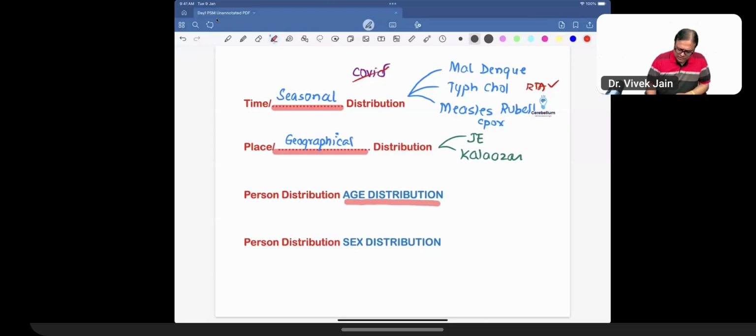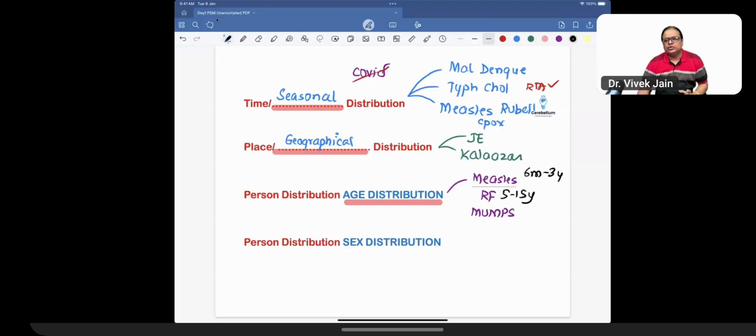Age distribution. Can you tell me few examples of diseases which are more common in a particular age group? What is the age group for measles, friends? Rheumatic fever. Let us see which have been asked in your paper. Mumps. Measles is very right, more common in 6 months to 3 years. Rheumatic fever is 5 to 15 years, very right. And mumps is most commonly seen in.